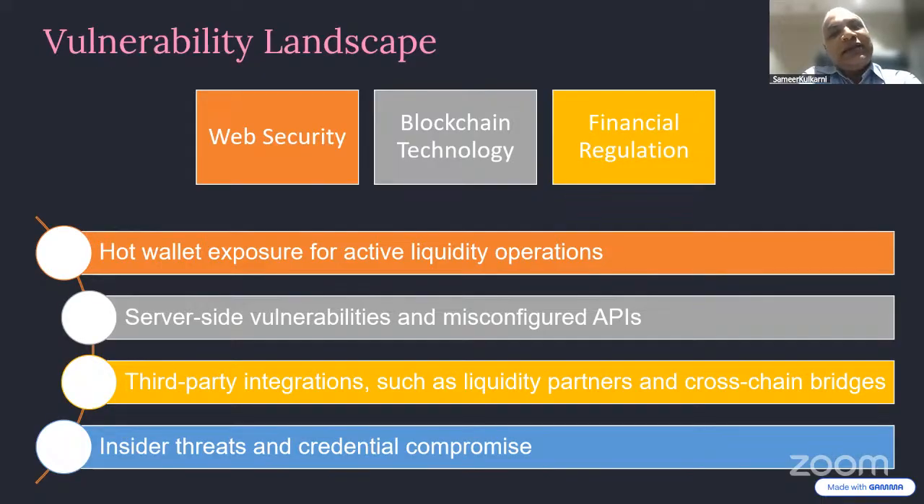So hot wallets, their exposure to the internet for active liquidity operations, this is the primary target which you will see in multiple hacks. Then there are server-side vulnerabilities. All these nodes have some kind of server operations wherein, through application programming interfaces, the various applications access the server-side resources and the necessary transactions take place, right? So there can be multiple misconfigured APIs.